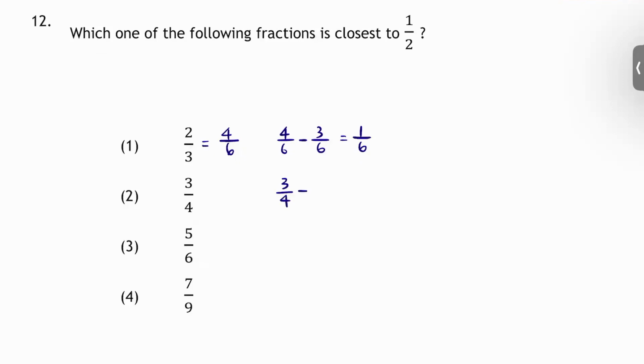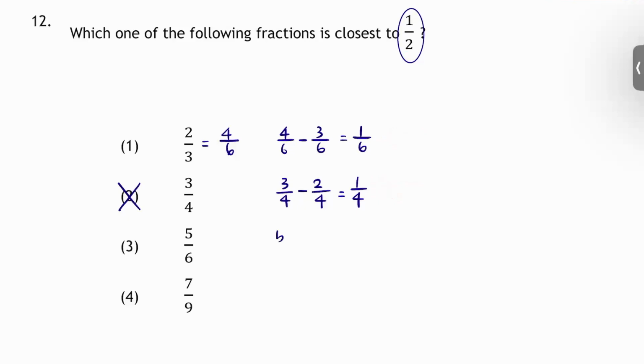So half can be converted to 2/4, same denominator. So we are essentially letting the denominators be the same when we're trying to subtract. So this will give me 1/4. Immediately, I can rule out option number 2 because I know that 1/6 is smaller than 1. That means 1/6 is closer to half than 1.